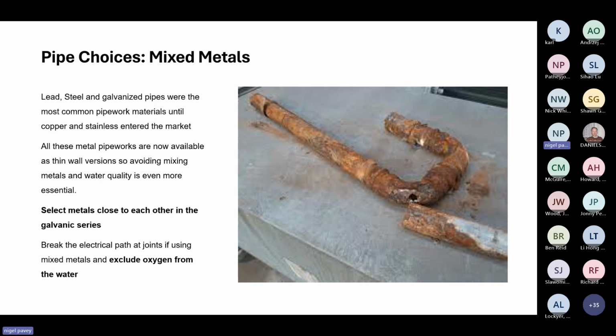So if you're going to have mixed metals, and you may see this in existing systems where there's galvanized pipe and copper pipe, you just got to be careful with the galvanic series. You've got to stay close to each other. And if you do choose things that are a bit further apart in the galvanic series, you need to exclude oxygen from the system, which you normally would do in a heating system. But you probably need to break the electrical path at joints using different mixed metals. That's just a heads up on mixed metals. Not always a problem, but well worth knowing.